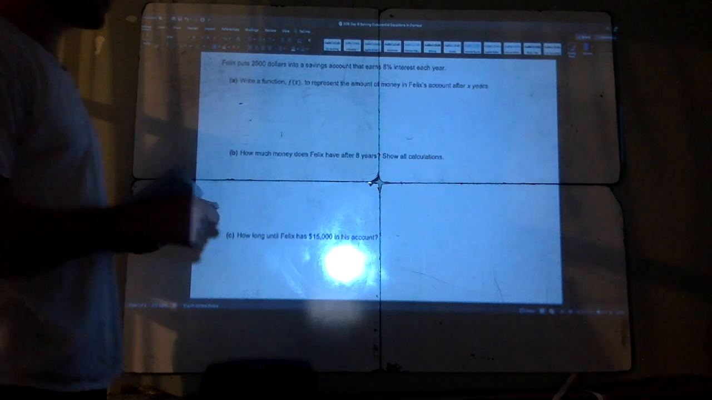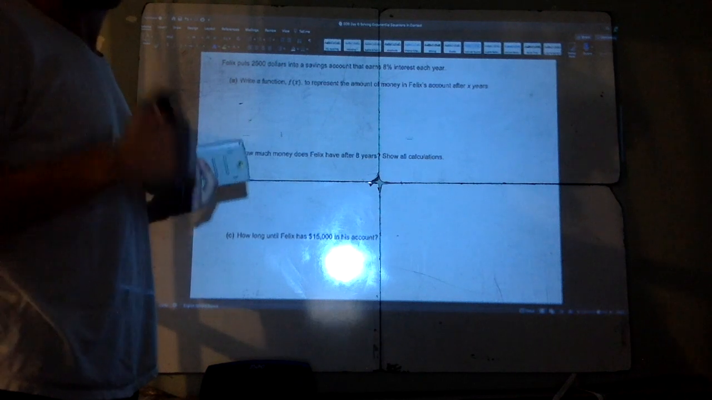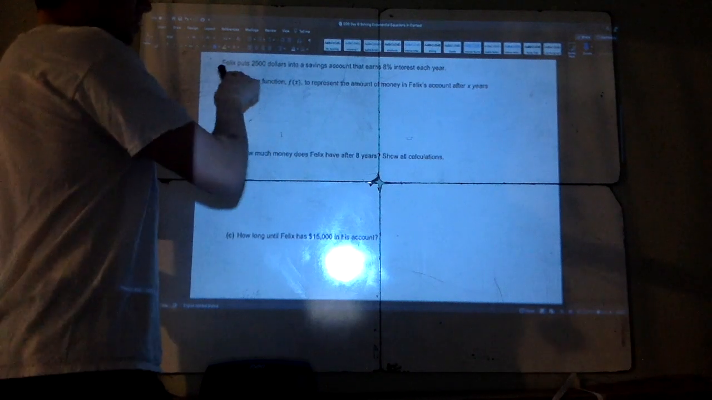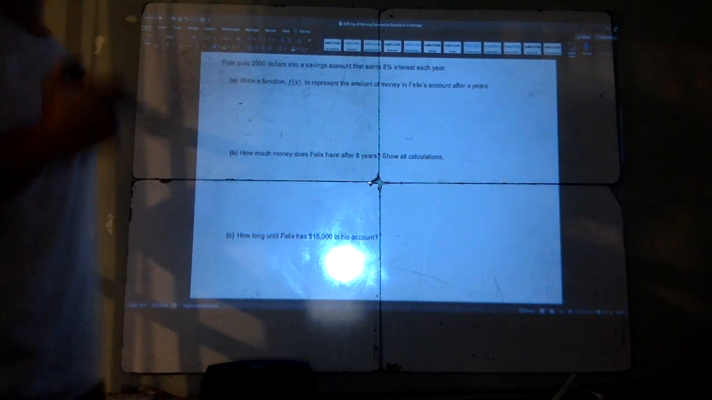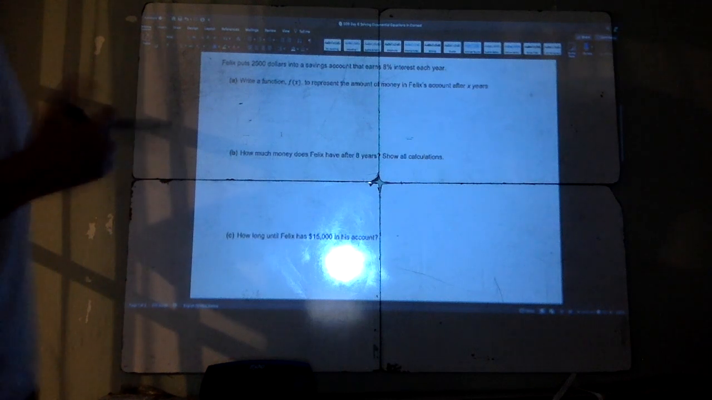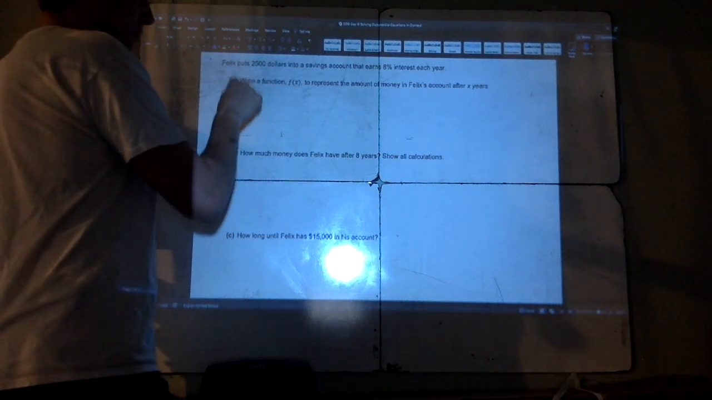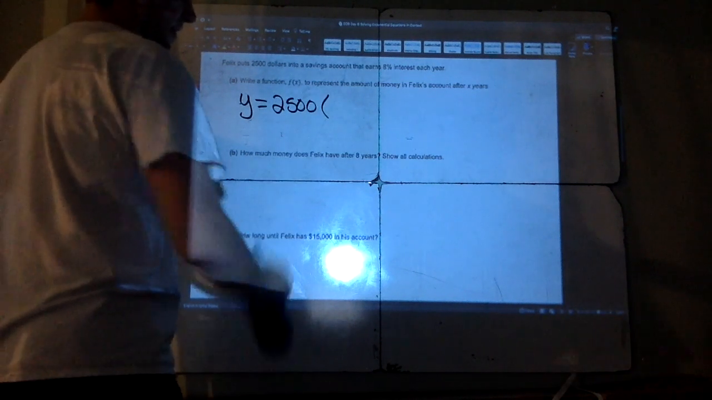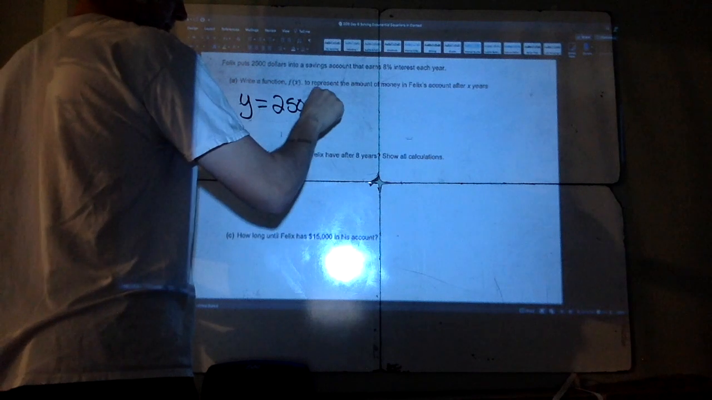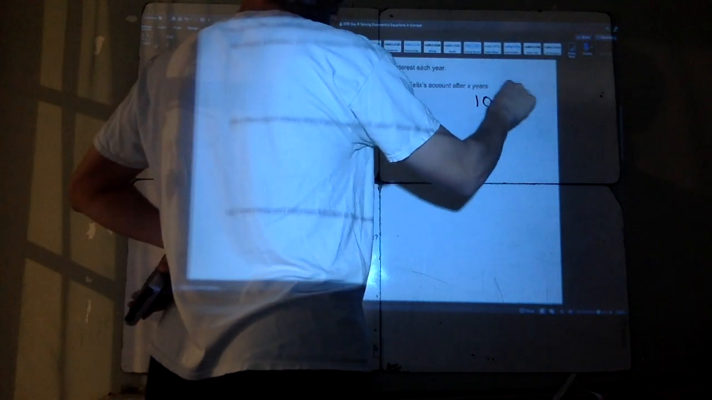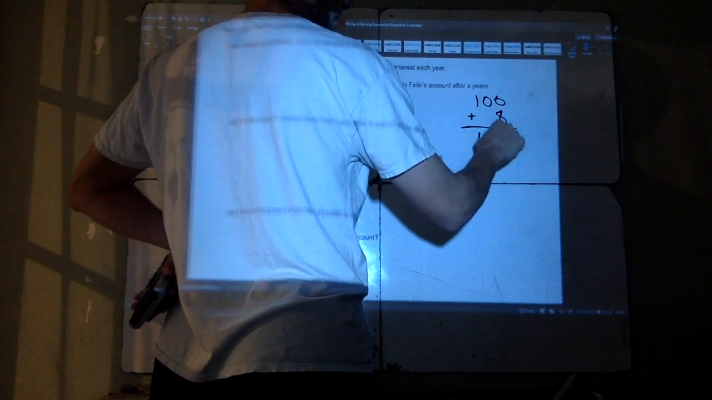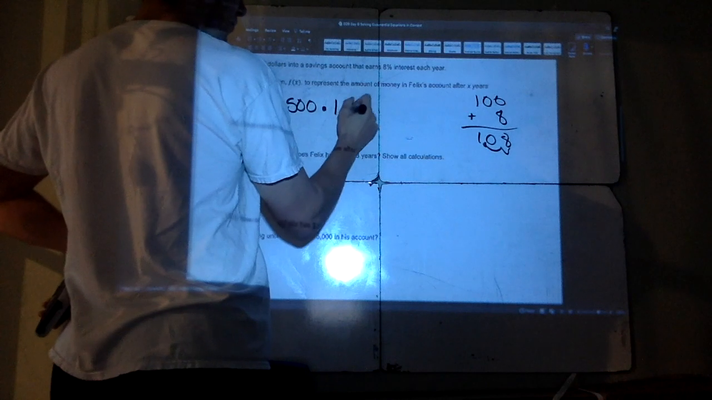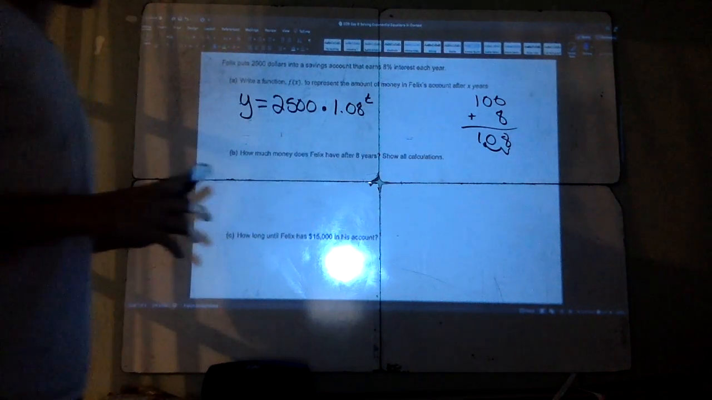All right, so we're going to solve another one of these word problems, and then you're going to have the rest of this for homework. So we'll start this one together. Felix puts $2,500 into a savings account that earns 8% interest each year. So we have y equals 2,500 times, I'm not going to do parentheses, just for me. And if it earns 8%, we do 100 plus 8 to get 108, move the decimal twice. So times 1.08 to the t power.